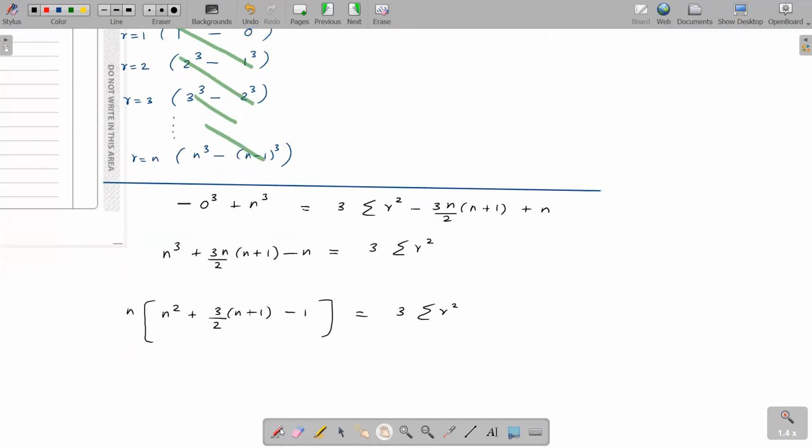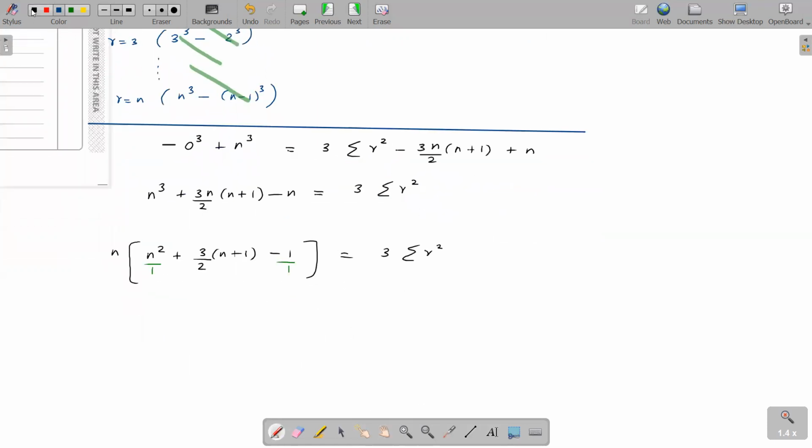Are you with me? So now what's the next thing to do? The next best thing to do here is to go for the common denominator, which is 2. So n times common denominator is 2. Over here, there's no 2, which means this becomes 2n square. This guy already has the 2, so we don't need to fix it. It's 3 times n plus 1. Minus here, there's no 2, which means this 1 multiplies with the 2. Equals 3 times summation r square.